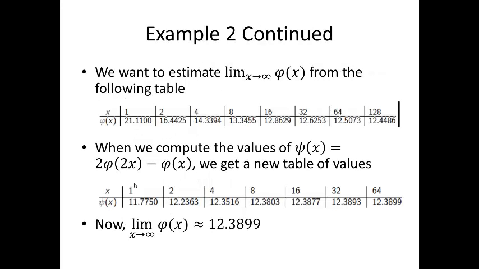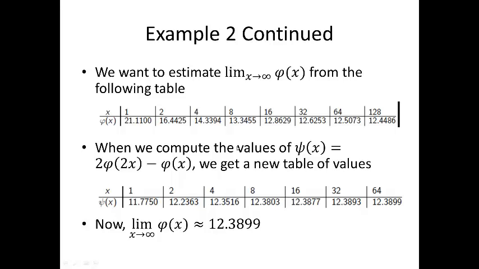So here we want to estimate the limit as x goes to infinity of phi of x from the following table. So we have this table of values. Here are the x's. Here is phi of x, and we kind of want to know where it's going eventually. What happens as the limit goes to infinity? As we keep doubling x, where should we end up?